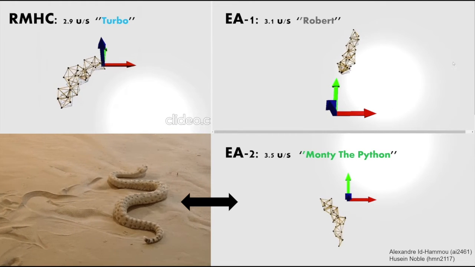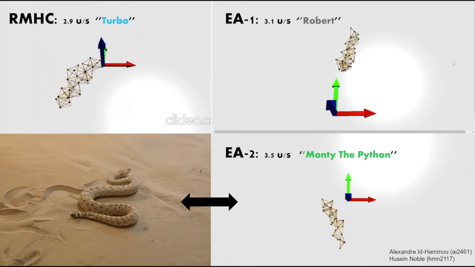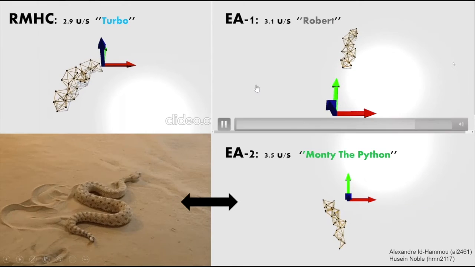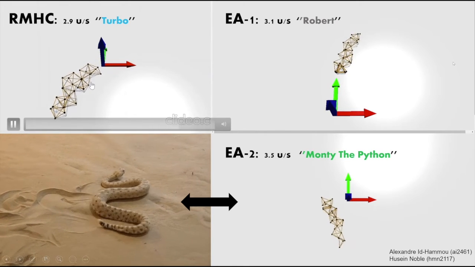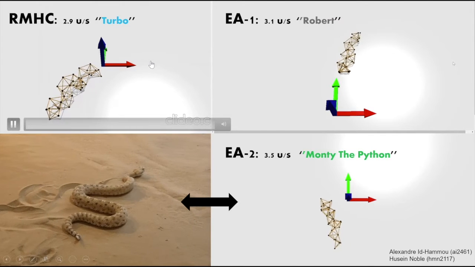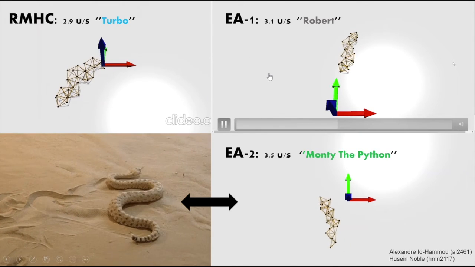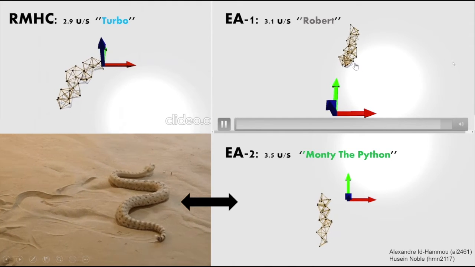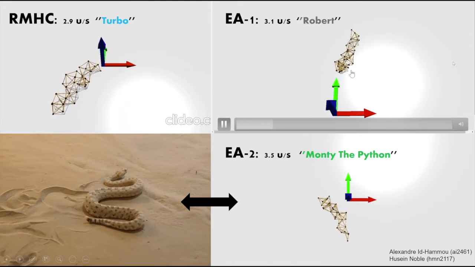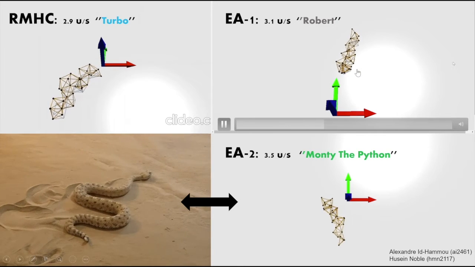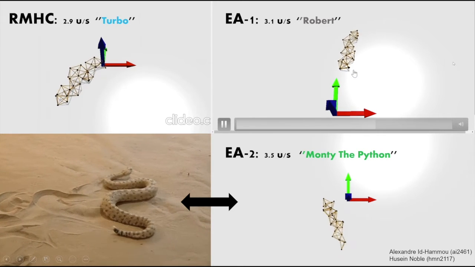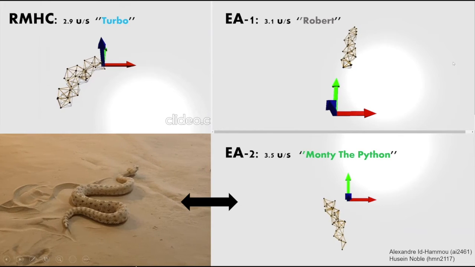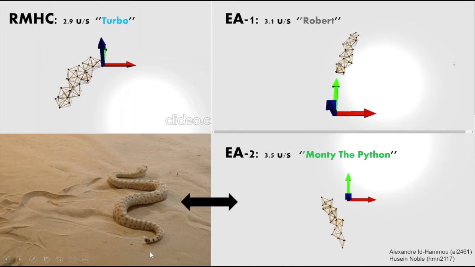So first, RMHC gave us our beautiful worm Turbo, using that arch in its back to propel itself. Then EA1 gave us our precious Robert. He was not that smart, as you can see. It's using its head to propel itself, like bashing its head onto the ground. And finally, even coding in Python can bear amazing results.